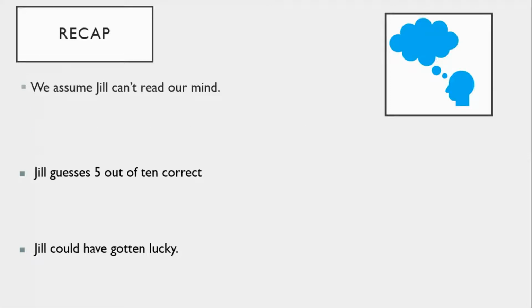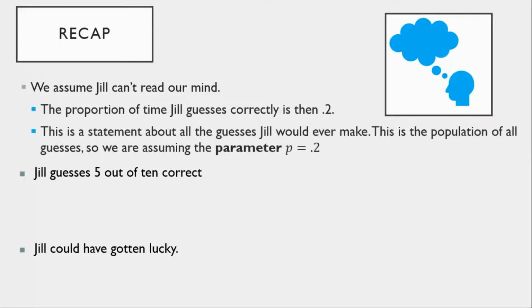In terms of Jill reading our mind, this is the proportion of time Jill was going to guess correctly out of all the times. We just played the game 10 times, but ideally we could have kept doing this 100, 1,000, a million times. This assumption that she can't read our mind is actually a statement about the population of all guesses she would ever take. So this is a statement about the parameter. So we use P to represent that. We say P is equal to 0.2 or 20%.